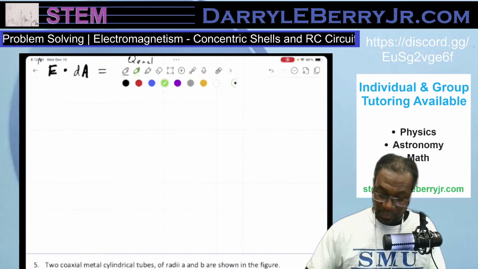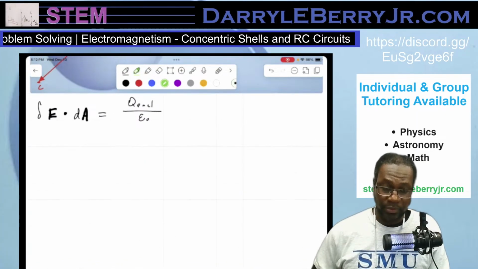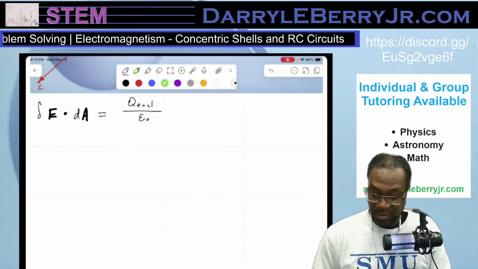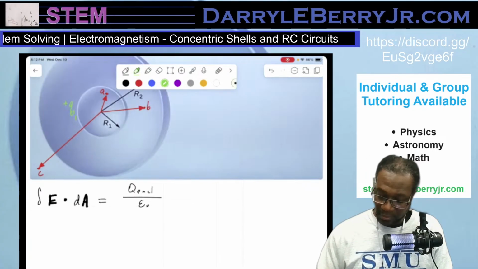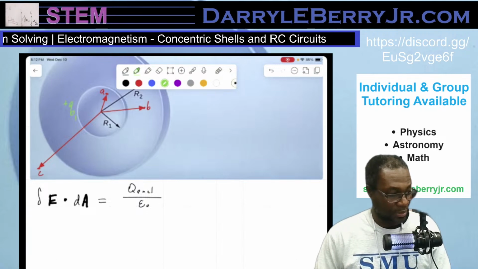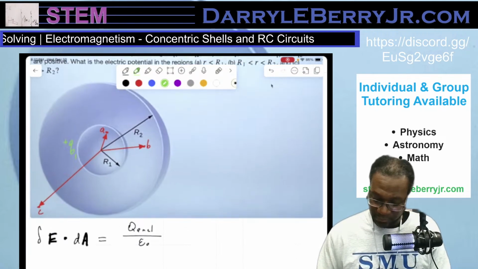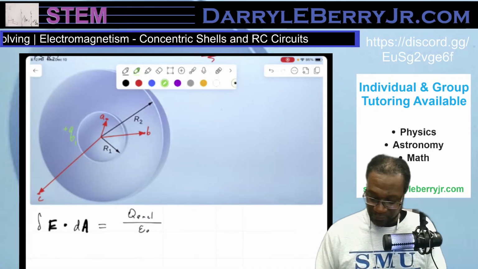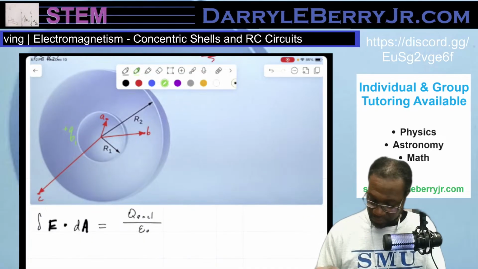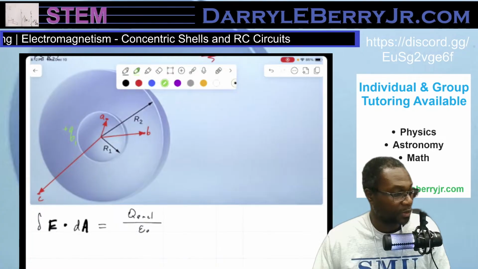All right, so that's the equation we can use to find out the electric field. So we know what the charge enclosed is. Easy enough. All we have to do is do the integral on the left, and I believe that's pretty much all we have. Let me just make sure of something here.